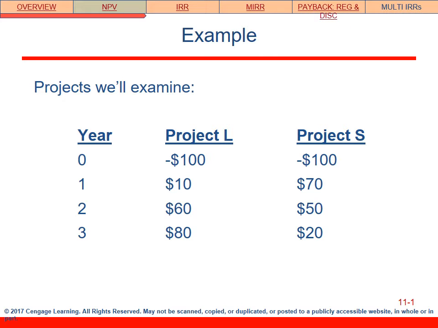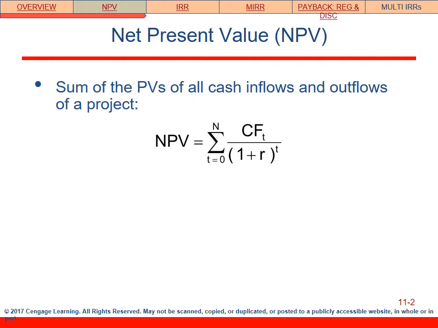Now we'll investigate the use of net present value, which of all the techniques that we're going to learn in Chapter 11, net present value stands head and shoulders above all others. So here's Project L and S. Net present value is the sum of the present value of all of a project's cash inflows and outflows. And here is the actual formula for finding net present value.